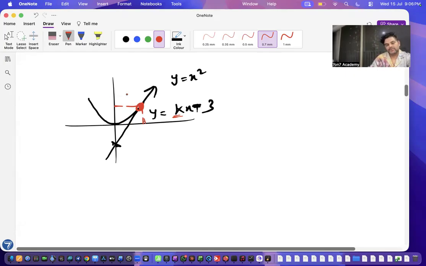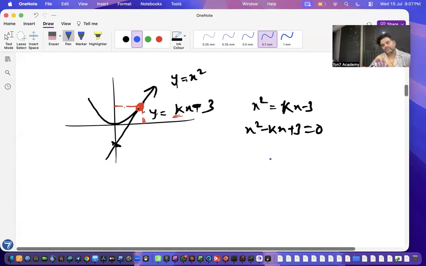x square is equal to kx minus 3. So the first step that comes to mind is that when they touch, both the y values and x values are the same. Since y is the subject already, you can equate both y's because both y at that point are the same. Now move everything to one side. How many roots does this equation have? Tell me.